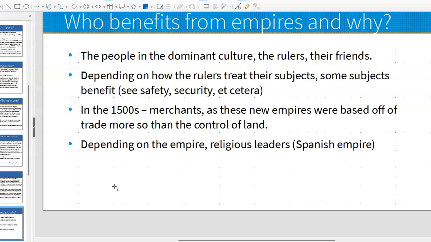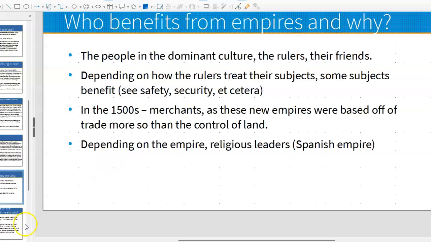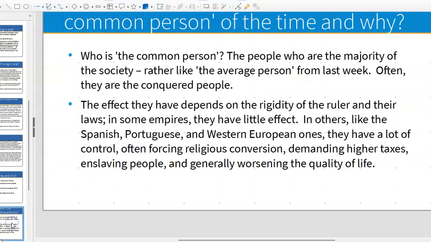And then depending on the empire, religious leaders. In those empires that begin to demand conformity, such as the Spanish Empire, this will see a rise in the wealth of the central church, in this case, the Catholic Church.